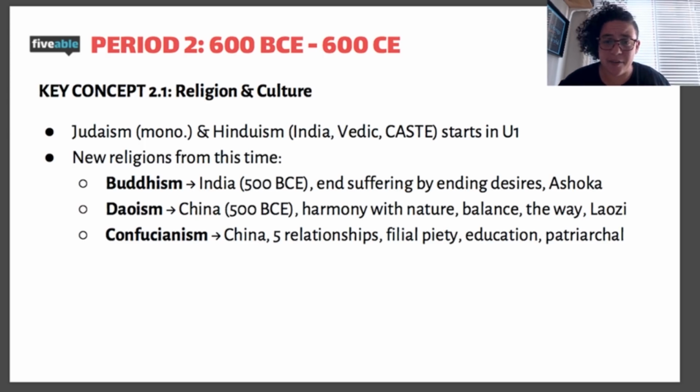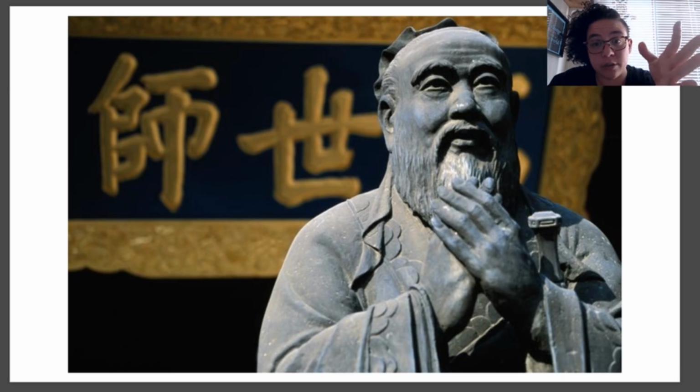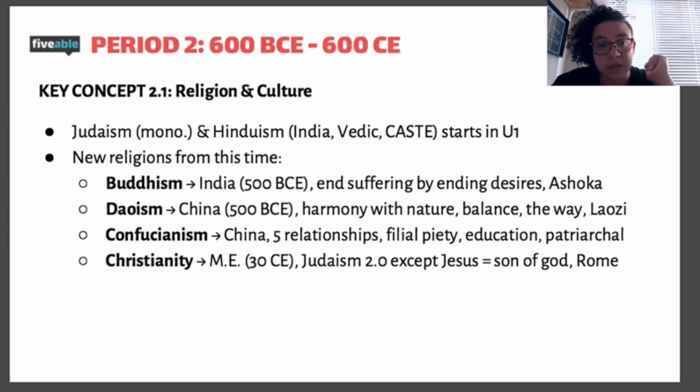Filial piety is another important piece. Education is one of the biggest things. It's an important tenet in Confucianism, and it helps show why education is so important in China throughout history, especially as it's connected to government roles. So here's a nice picture of Confucius himself.